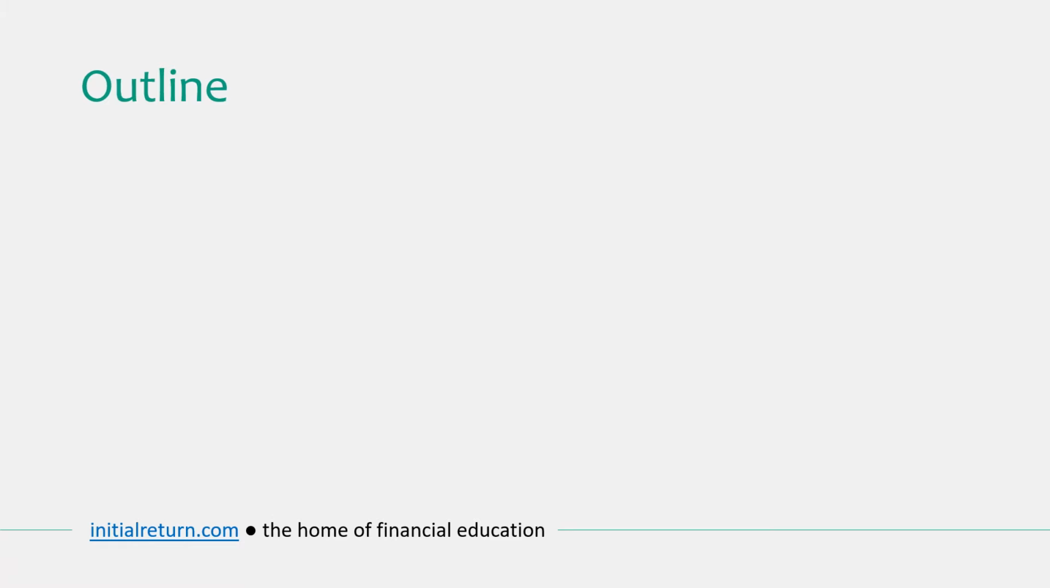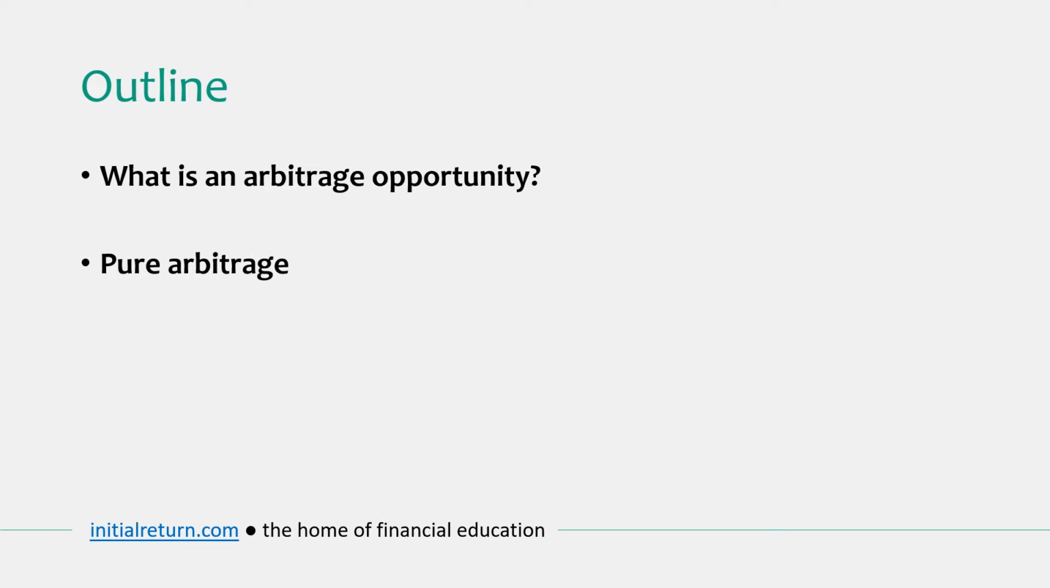Let's begin with our outline today. So we will first explain what an arbitrage opportunity is. Next, we will talk about pure arbitrage, given some practical examples. After that, we will talk about statistical arbitrage. And finally, we will be discussing risk arbitrage. There are thumbnails in the video description, so if you would like to jump ahead to a particular part, feel free to do so. Let's get started with our basic definition.